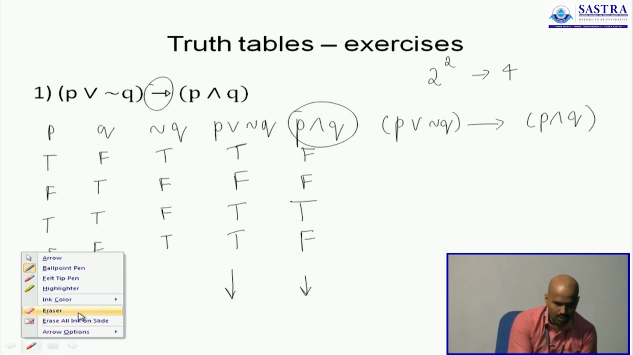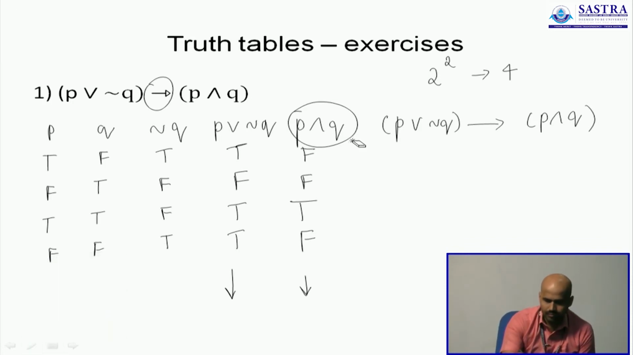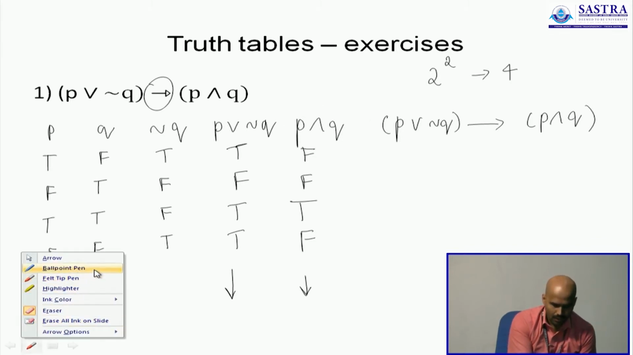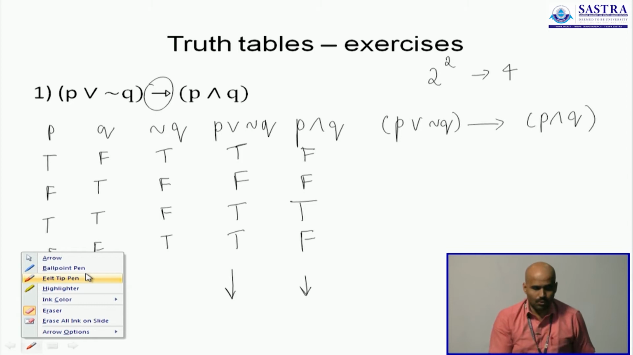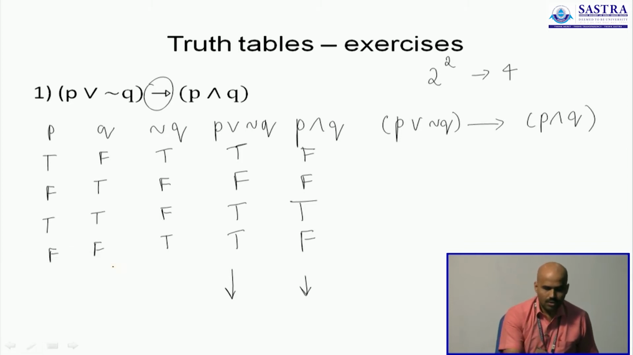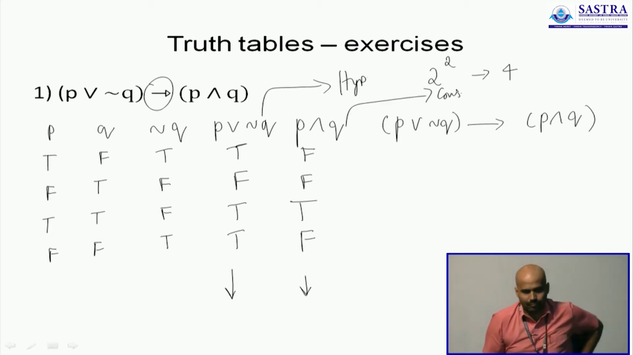Now, what is this conditional here? We're going to compare columns 4 and 5, and the conditional has its hypothesis in column 4 and its consequence in column 5. Hypothesis is in column 4 and consequence in column 5. You're going to construct a connective involving both.